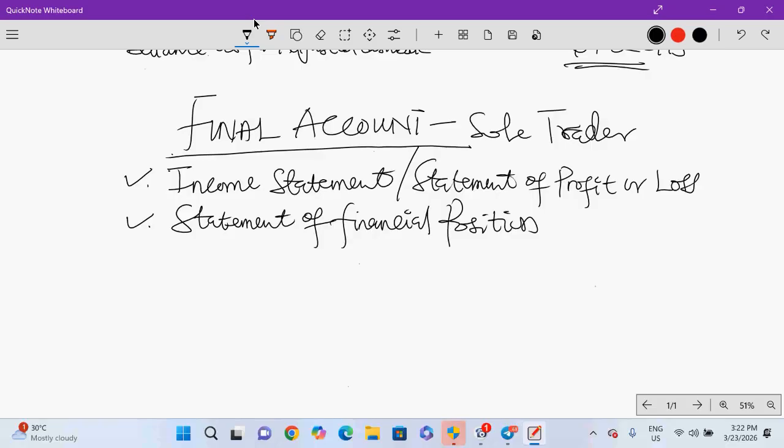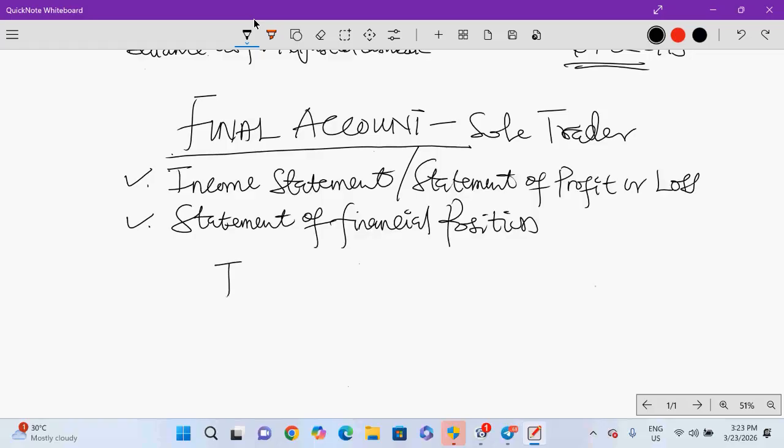Now, the first question will be, what is a financial statement? A financial statement is made up of the income statement and the statement of financial position, I mean, for your level. We have to look at the account that a sole trader will prepare at the end of its operations as a business.